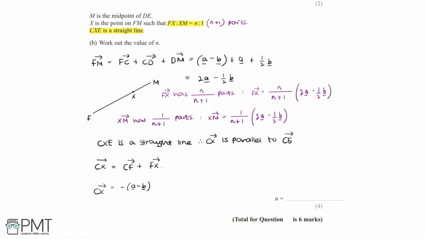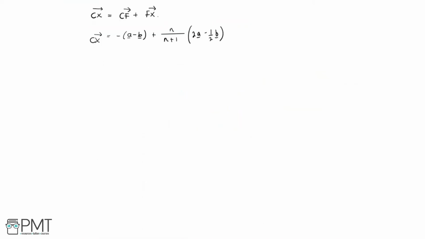Now we need to add FX, and we said that the vector FX is equal to n over n plus 1 multiplied by 2a minus half b, which we can now add on to our vector CX. Well, now we have a lot of simplifying to do. Let's start by expanding the first set of brackets, and so minus brackets a minus b, we can imagine that this minus sign is equal to minus 1. And so minus 1 multiplied by a would be equal to minus a, and minus 1 multiplied by minus b would be equal to positive b. And so the first set of brackets simplifies into minus a plus b.